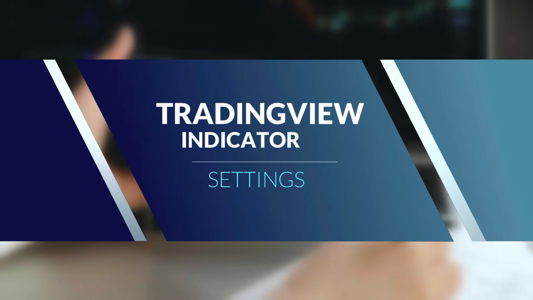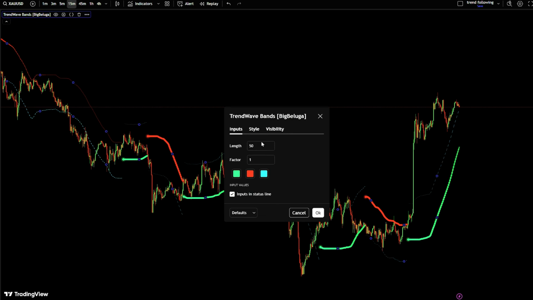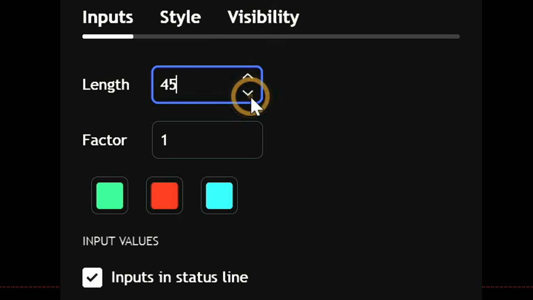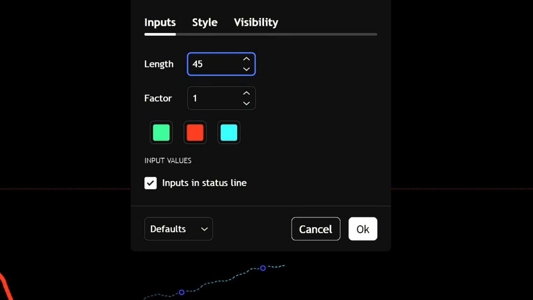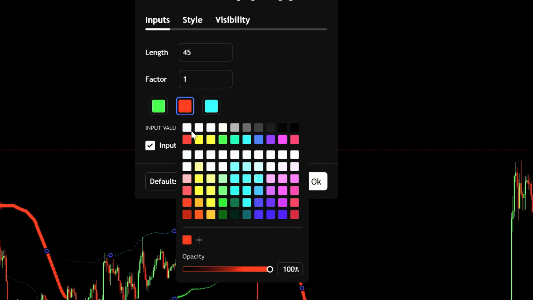Now before I use it, I make a couple of quick tweaks. It's super simple. I just head to the indicator settings, go to the inputs tab, I change the length, and I leave the factor right where it is at 1. Okay, so that's the first piece.